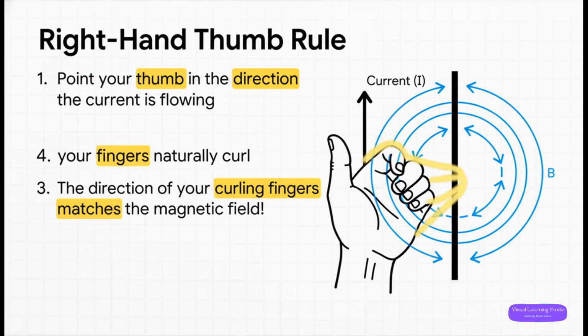Take your right hand, point your thumb in the same direction the current is flowing. Now, just let your fingers curl naturally. That direction your fingers are curling, that is the exact direction of the magnetic field. It's like a built-in cheat code that you always have with you.